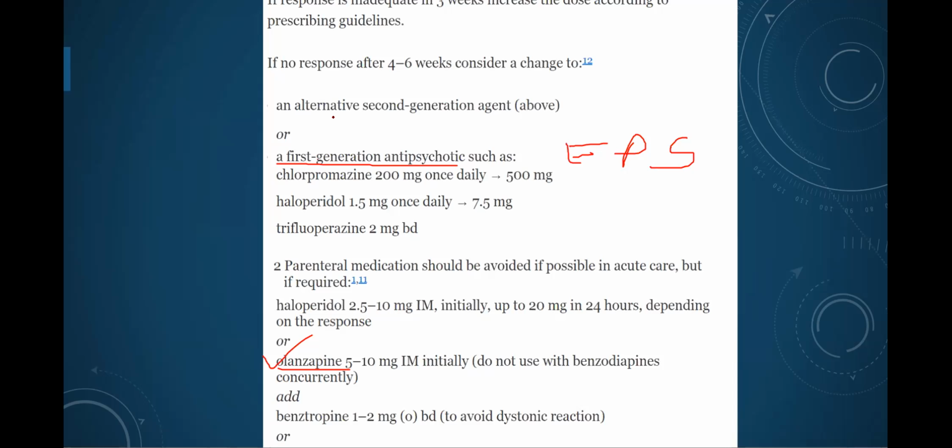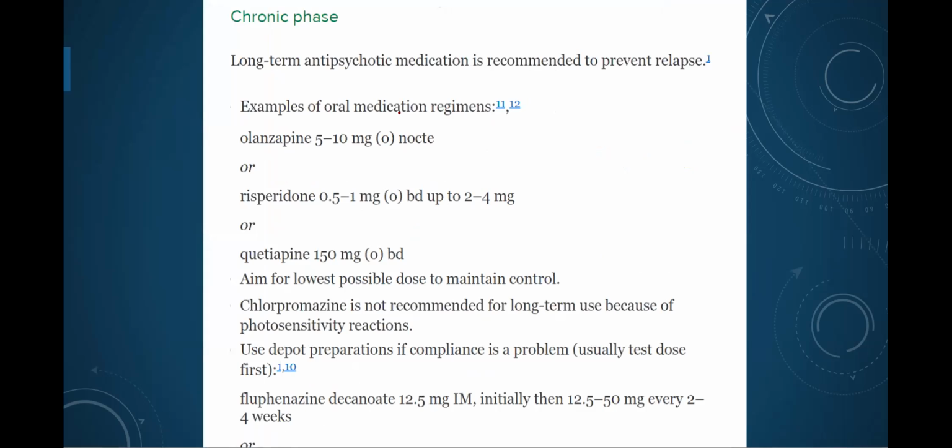Usually response to this medication starts within 3 to 4 weeks. If within 4 to 6 weeks of starting a particular medication the patient doesn't have any response, then you have to change it to another second generation agent. And the last option will be your first generation. Don't start first generation immediately. Also, this patient needs a chronic period of antipsychotic medication. So usually we use olanzapine or risperidone or quetiapine.